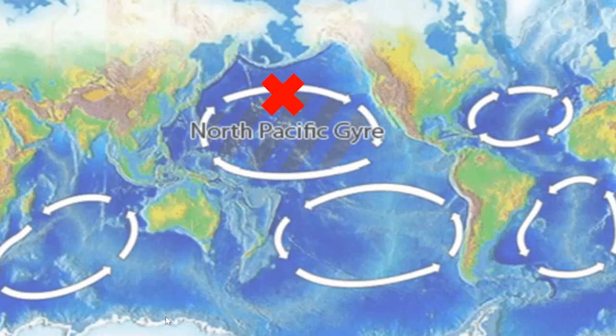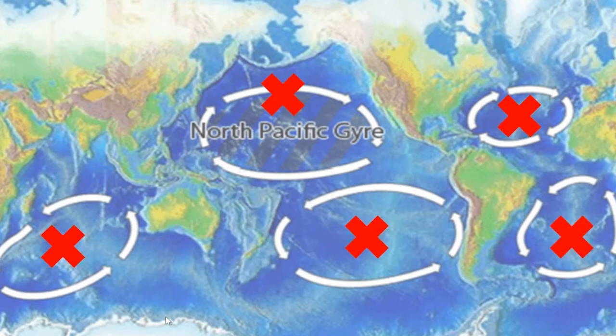There are 4 more vortexes gathering around the globe, formed by the ocean currents. And so these are the 5 in total. The one I showed you is the one here in the North Pacific. So clearly a serious problem that we need to be aware of.